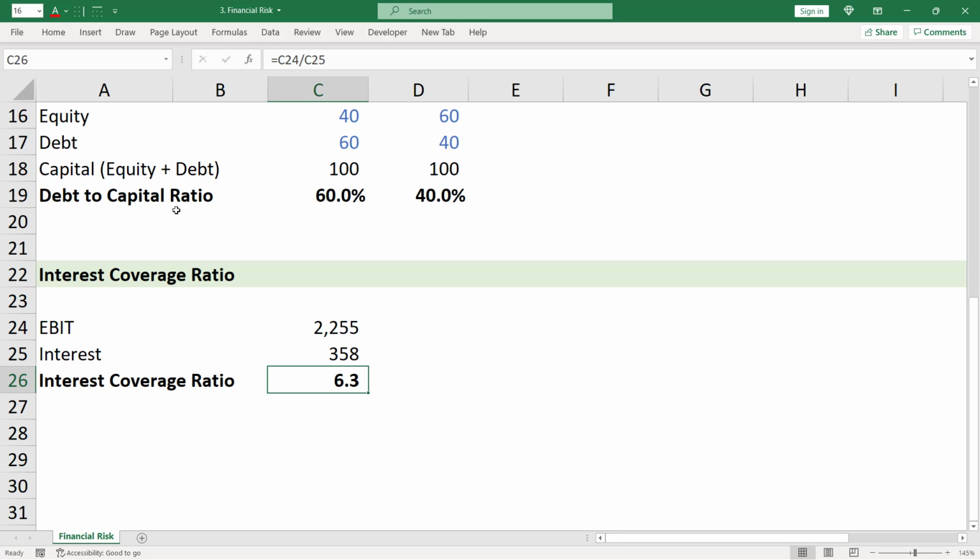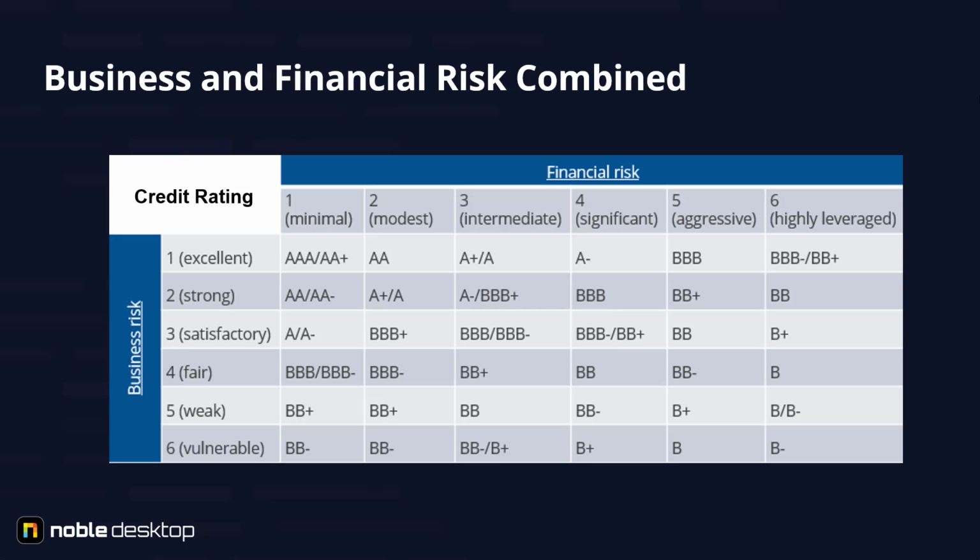The higher the interest coverage ratio, the lower the company's default risk. An interest coverage ratio of 1.5 or below raises doubts about the company's ability to fulfill its interest obligations. In the example above, the interest coverage ratio is 6.3, which is very comfortable. Business and financial risk combined help the rating agencies to come up with an accurate credit rating for the companies.